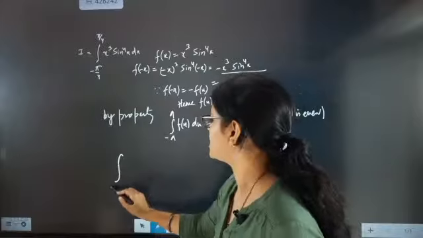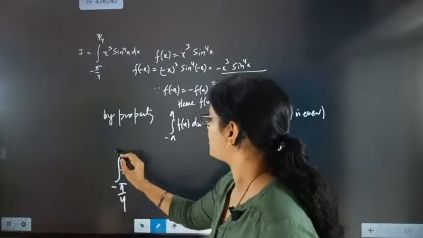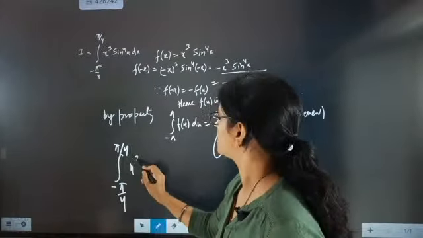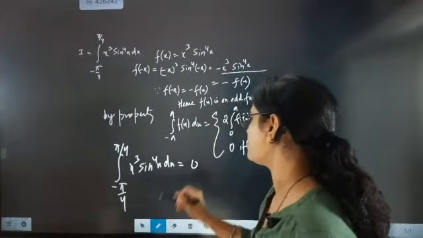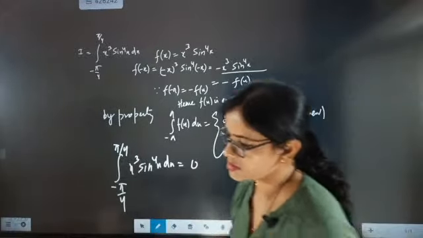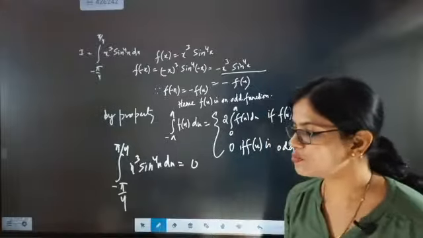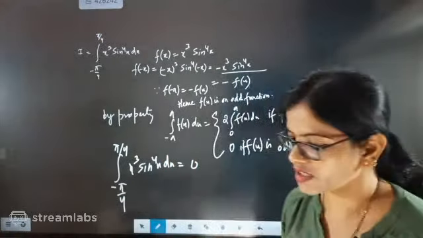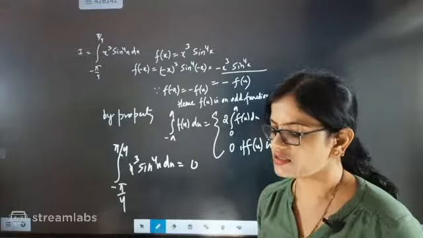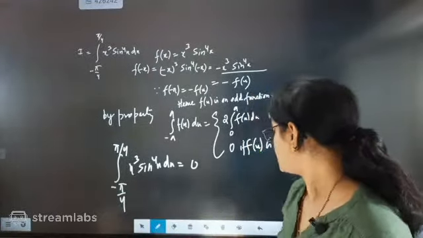Chalo, we will write this as minus pi by 2 to pi by 2 x cube sine to the power 4x dx will become equal to 0. Simple answer, super answer. Mahesh, Sarvana, Harish, Vishika, absolutely correct answer. Answer is exactly going to be 0 beta. Shall we go for next question?